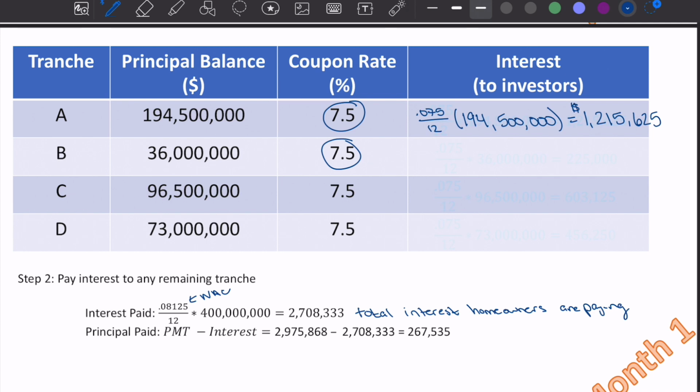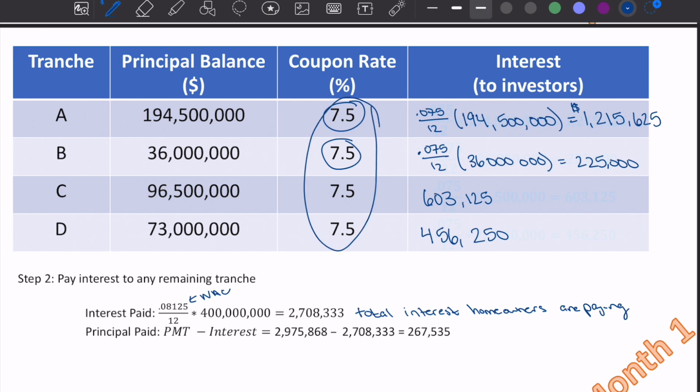Then the next tranche is going to receive their pass-through coupon, made monthly, times their beginning balance, $36 million. So here I would end up with $225,000. And I'm going to repeat that exact same thing for C and D. So I would end up with $603,125, $456,250. So during the month, every tranche that still exists is receiving their interest payment, and their interest payment is based on the pass-through coupon rates.